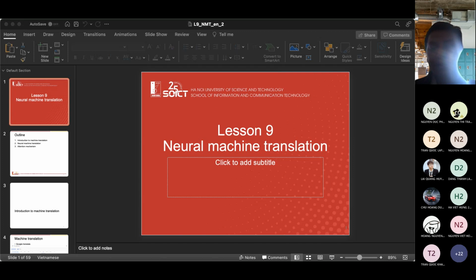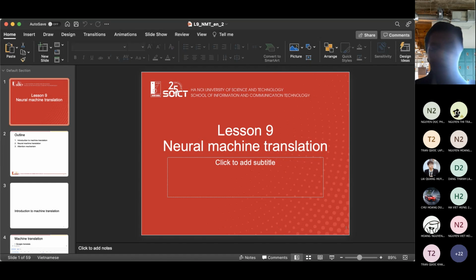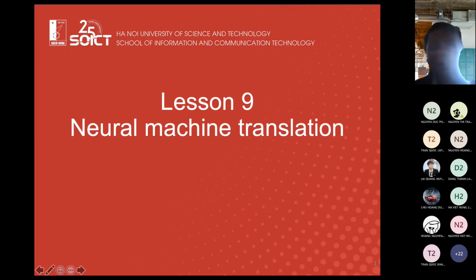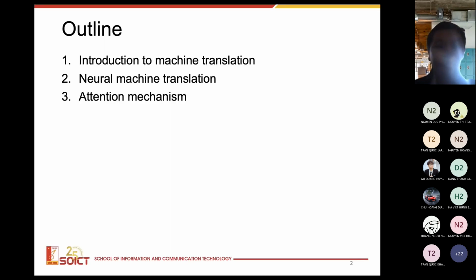Okay, so let's start the lesson for today. For today, we will study the topic of neural machine translation, which is one topic in the natural language processing part. Okay, so for today, we have three parts.